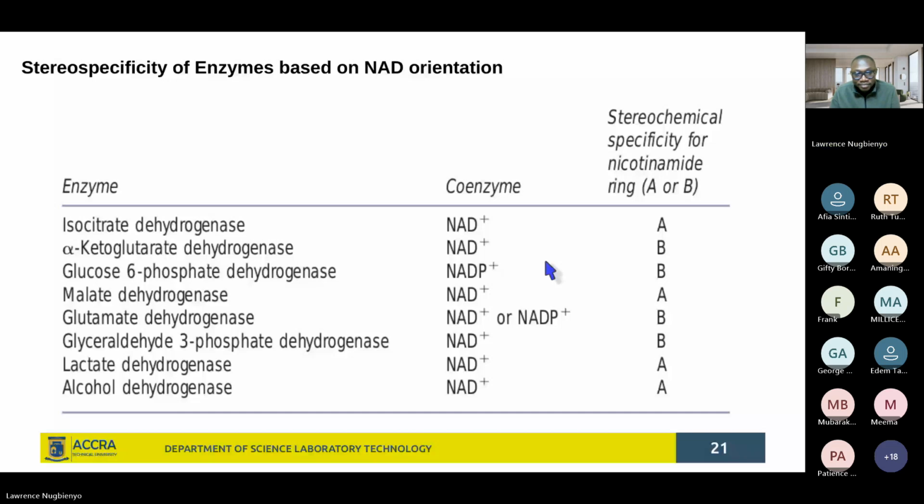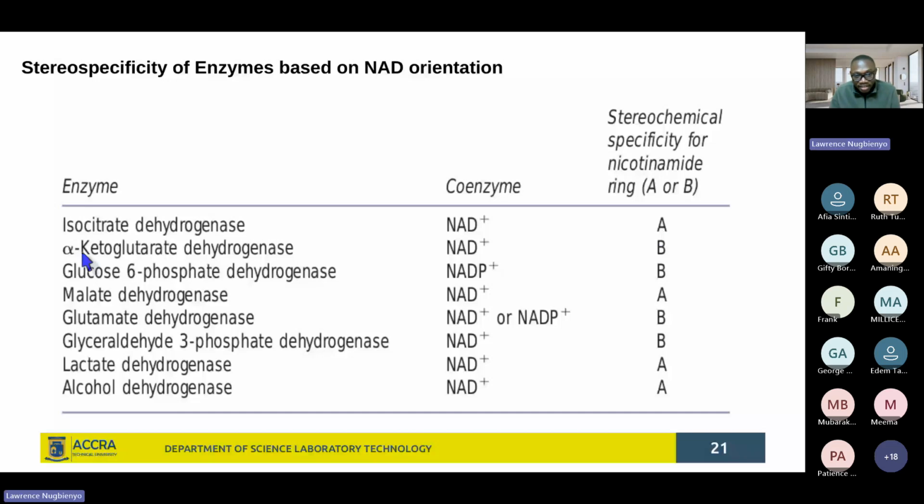And you see that some of the enzymes are acting specifically with the coenzyme receiving the hydride ion from the front side, that is the A side, some of them from the back side, which is the B side. So you see that specificity being shown. That specificity is to the enzyme, which means, for instance, isocitrate dehydrogenase, when it is acting with NAD+, will be taking the hydride ions from the front side, not the back side.